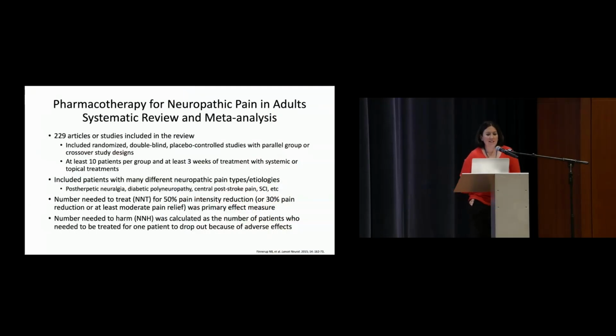In 2010, an interest group from the International Association for the Study of Pain put together guidelines for neuropathic pain and all types of neuropathic pain presentations, not just spinal cord injury. They were one of the first guideline societies that developed guidelines for the treatment of neuropathic pain. And in 2015, they updated their guidelines based on a systematic review and meta-analysis, looking across the board at all randomized double-blind placebo-controlled studies with parallel group or crossover designs involving many different neuropathic pain types.